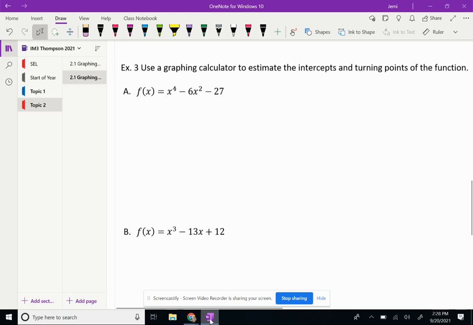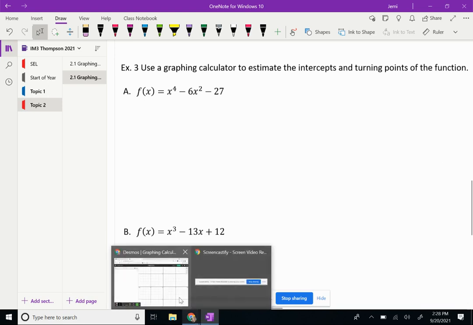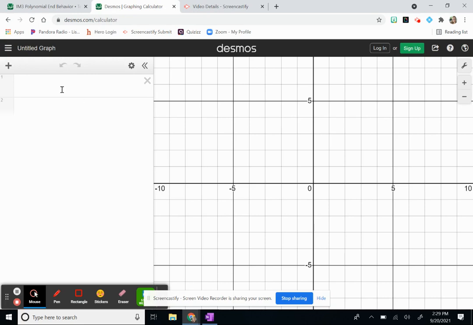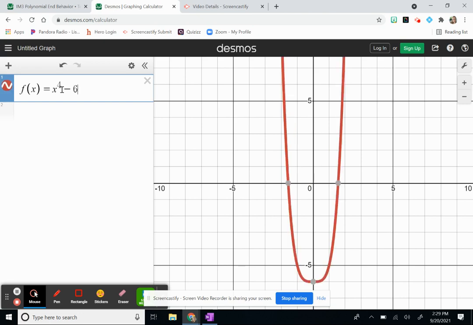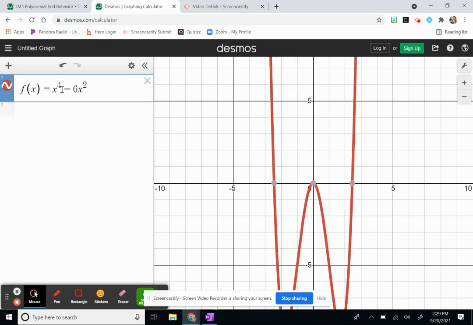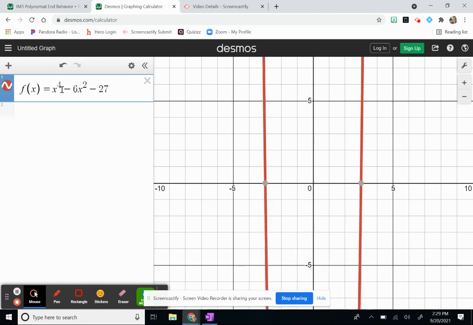Hopefully you have this written down because I'm going to type this into my Desmos. You can type y equals or f of x equals. Remember, to get your exponent, you're going to type shift 6, and then you can scroll to the right to get out of the exponent position. So in my current view, I can't really see a whole lot of what's going on.